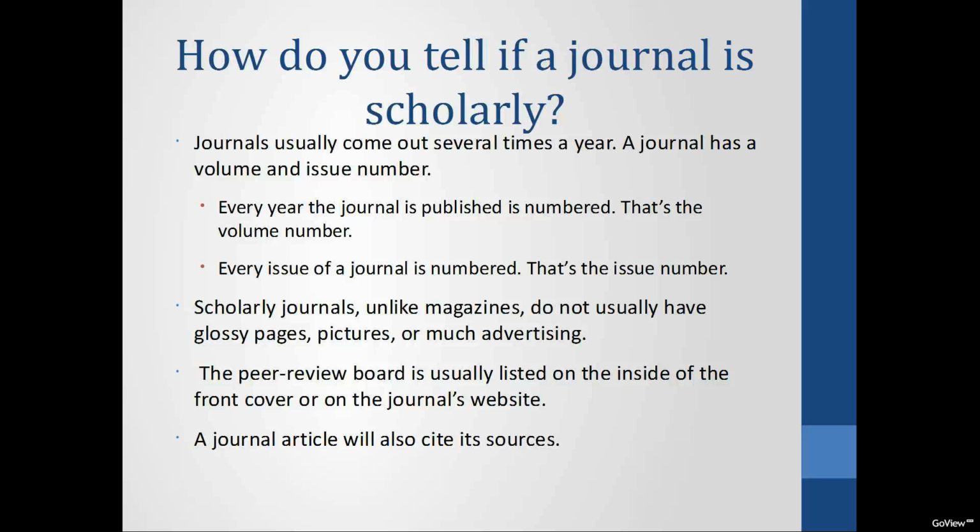Scholarly journals do not have a lot of advertising, nice photographs, glossy pages. They are intended to convey information in the most economical way possible, and so there's not a lot of attention getting gloss or anything. A journal article is going to cite a lot of sources, and if you're looking at the actual physical journal itself, it will often list the peer review board inside the front cover, on the website, or in the margins of a page, possibly in the back of the journal. So you can check to see if there is an editorial board or a peer review board. If there is, then you can be assured that that source is scholarly.